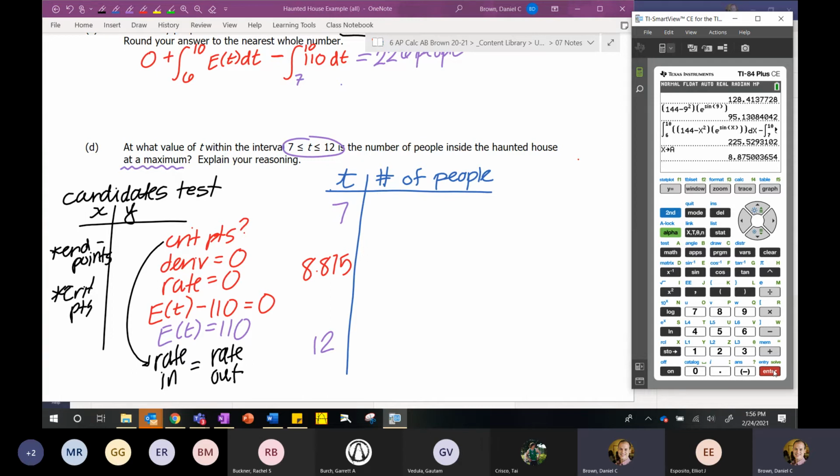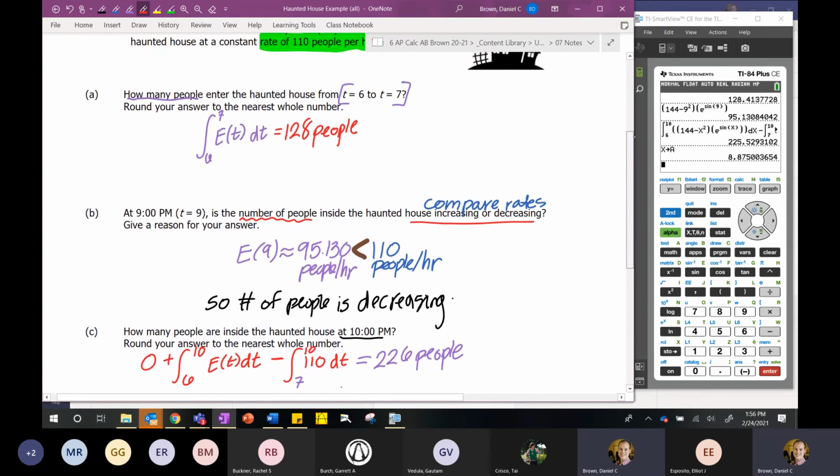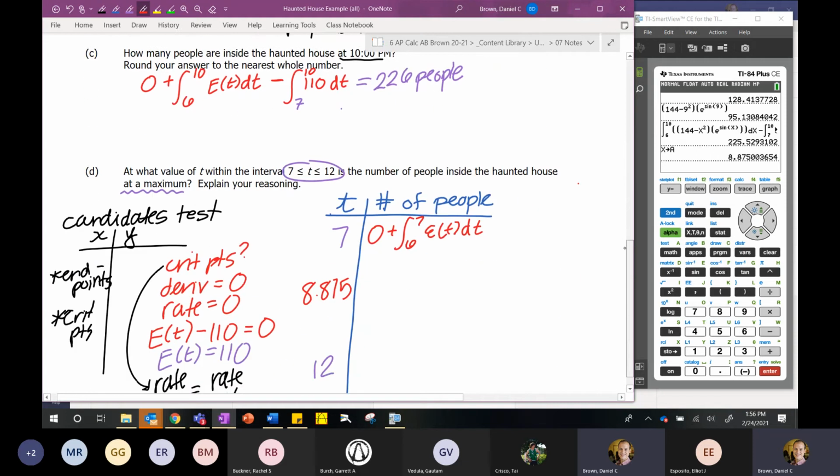So let's think about why I would have wanted to save it. Let's go back to my candidates test. We're trying to find the number of people. So ask yourself, how many people are there at 7? That would be the integral. People started arriving at 6. They left at 7. I should be better with that. Started with 0 people. People started arriving at 6. We're freezing time at 7. Since we're freezing time at 7, no one has left yet. You would either reevaluate that in your calculator or be smart. You actually found that answer in part A. That was 128 people.